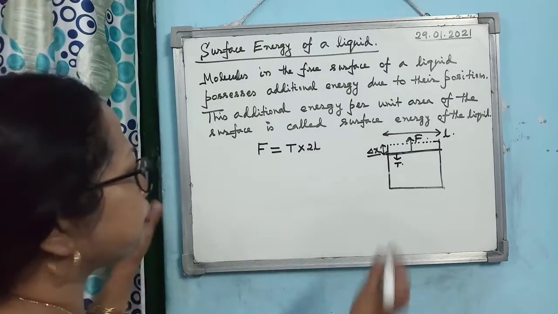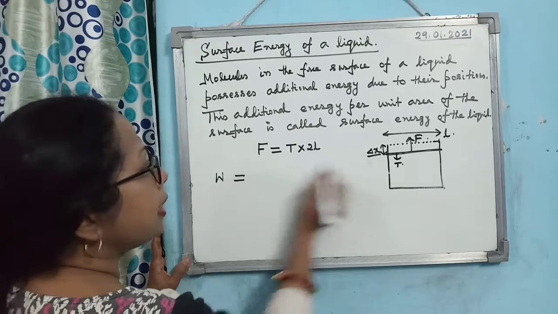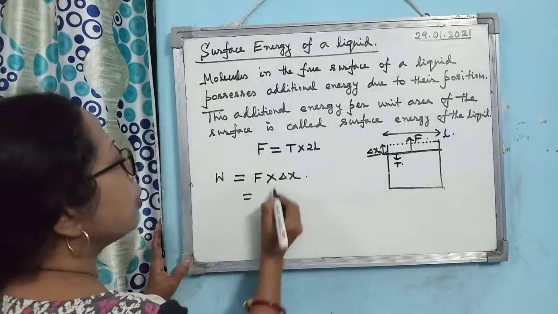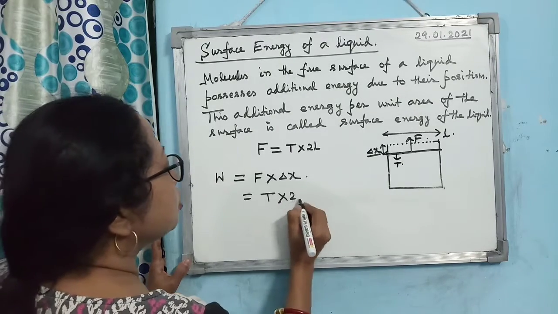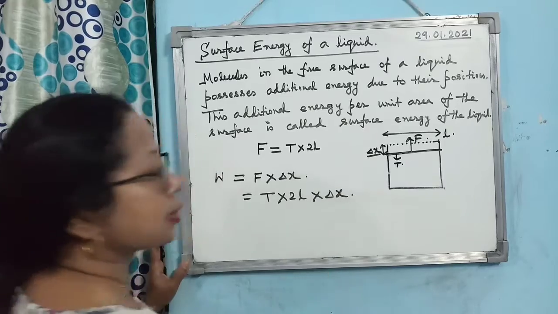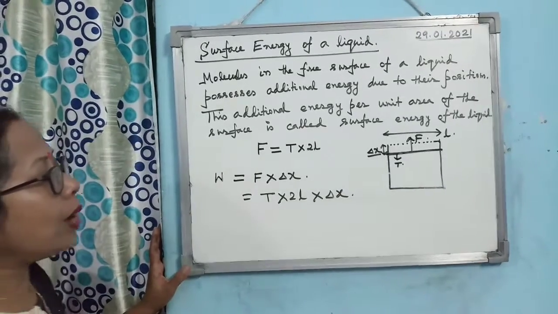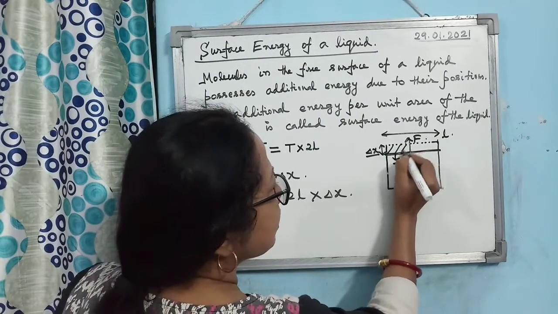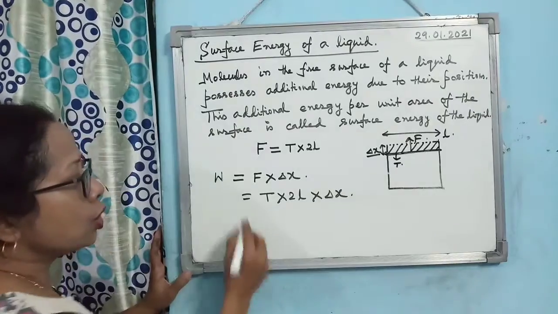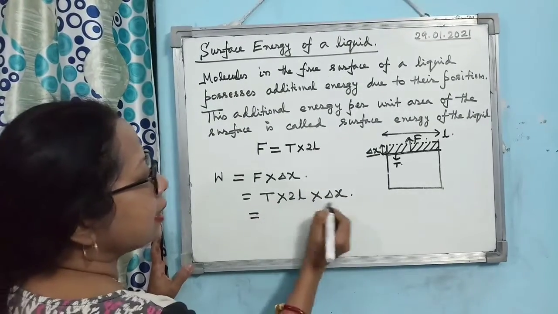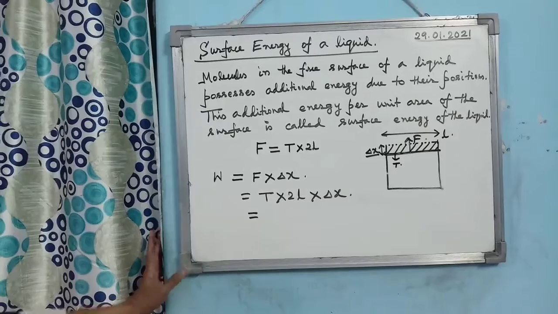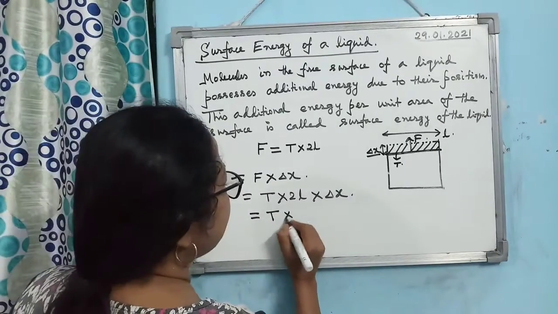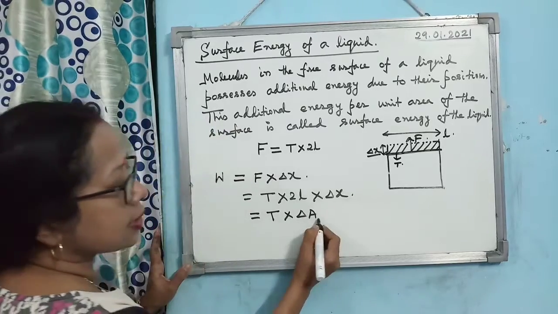So you see, what is the work done in doing so? Work done will be force into displacement. So you can write it as T into 2L into delta x. Is that clear? Now, what is 2L into delta x? You see, this is L, this is delta x, means this is the area, isn't it? So you can write it as T into increase in area. What is the work done? Work done is equal to T into increase in free surface area.